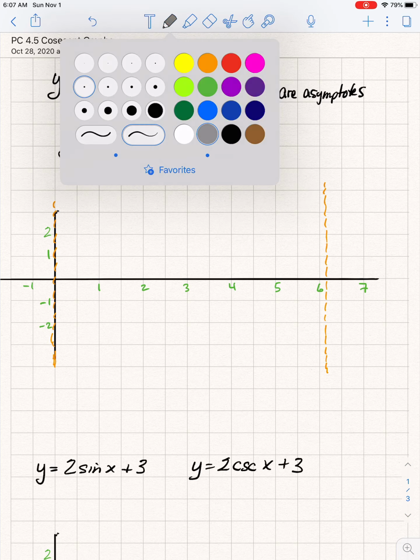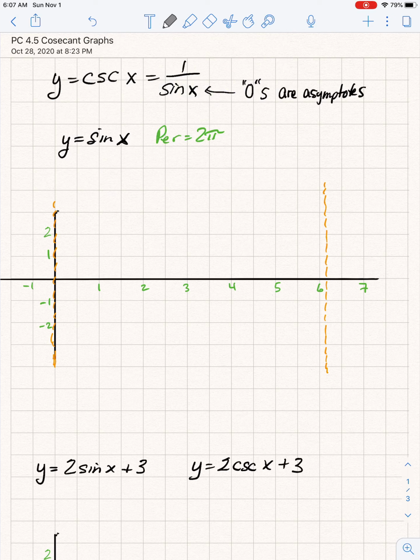Since this isn't the primary graph that we're doing, I'm going to put this one in gray so it kind of hides in the background. For sine, at 0 we're at 0, at 6.28 we're at 0, and at 3.14 we're at 0. At 1.57, halfway in between, we go up 1, and at 4.71 we drop down 1. Then we get a nice, pretty sine graph.